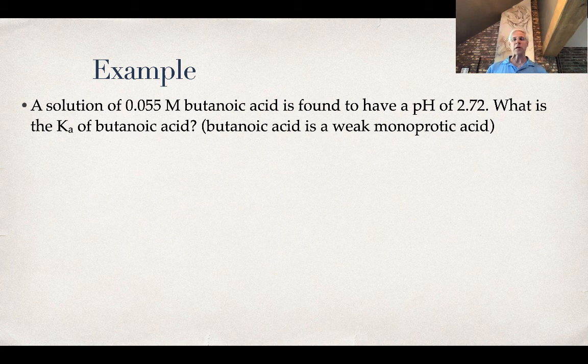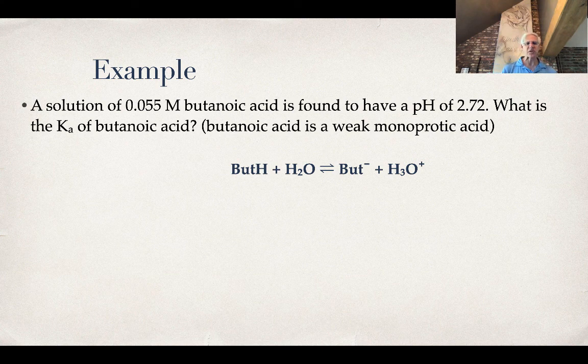We just say it's a weak monoprotic acid. So we say it's a weak acid, so that tells us it will have a Ka. And monoprotic means that it's only going to lose a single H+. There are acids that can lose more than one H+, and sometimes that can interfere with the calculations. They become quite a bit more complex. So here we're just going to say 1 H+ is lost. That simplifies what we're going to have to do here.